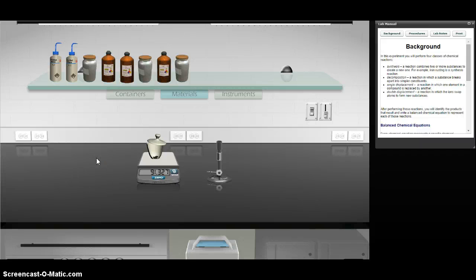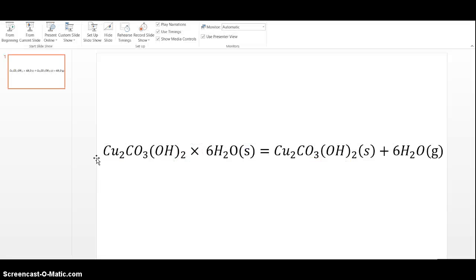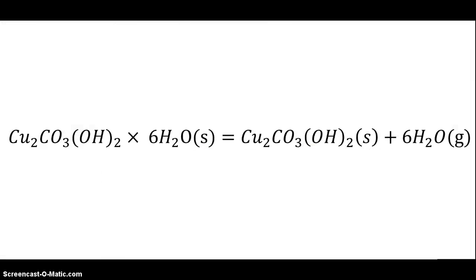This is a decomposition reaction as it involves the separation of copper 2 carbonate hydroxide hydrate into water molecules in gas form and copper carbonate hydroxide in solid state. The chemical equation for this reaction can be seen on the screen as we use the mass of the remaining copper 2 carbonate hydroxide and the mass of the evaporated water molecules to calculate the coefficients in the chemical equation.